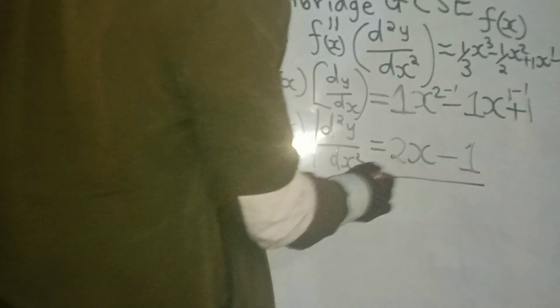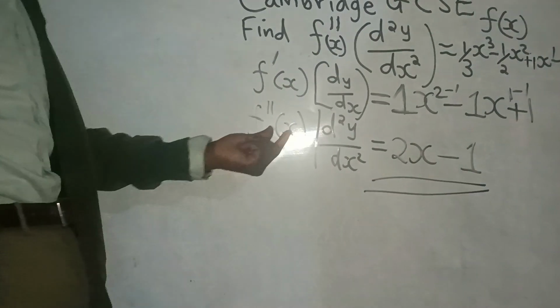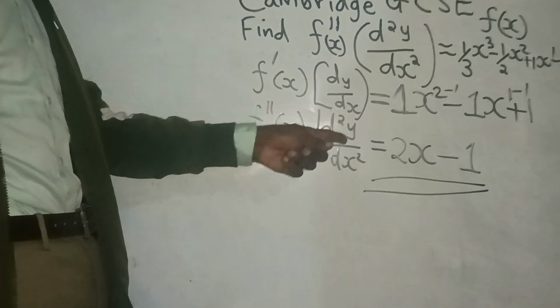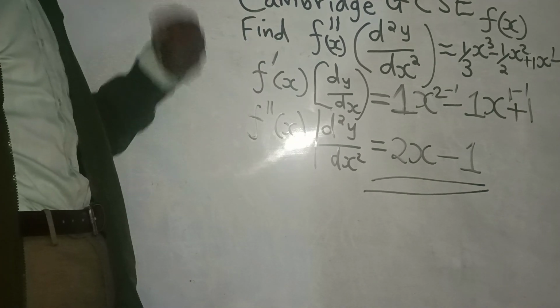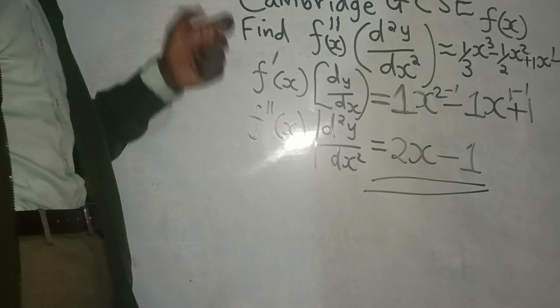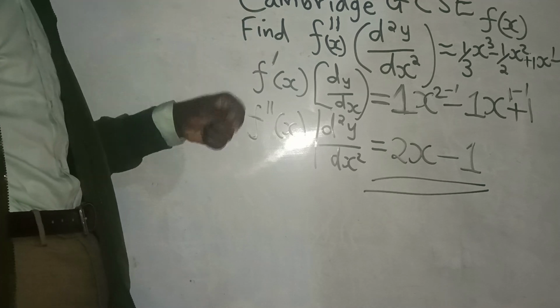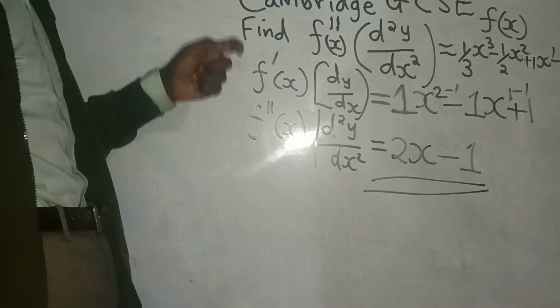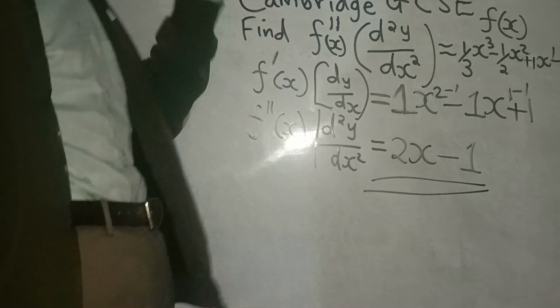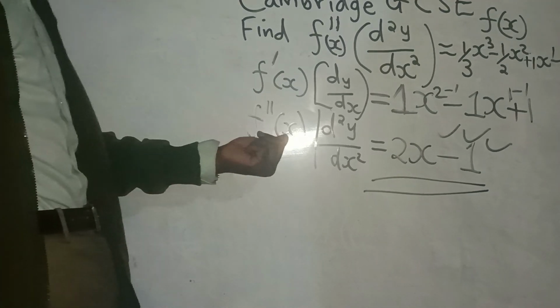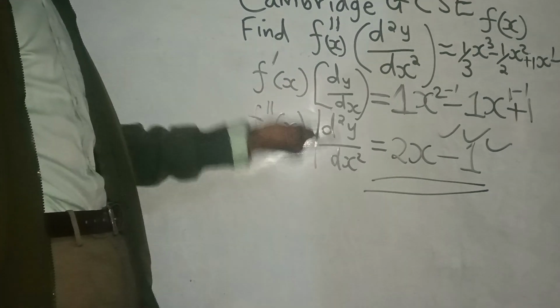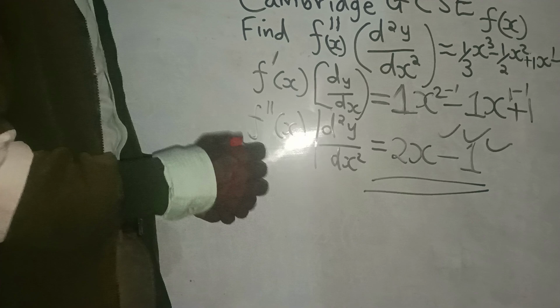So this becomes our f2 prime in form of x, or our d2y over dx2, or that equation that you get after first differentiating, then that equation that you get after differentiating the first equation gets differentiated again. So this becomes our final answer. So our f2 prime in form of x of d2y dx2 is now 2x minus 1. Thank you.